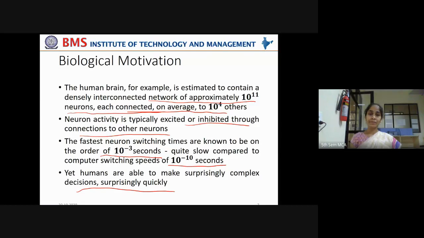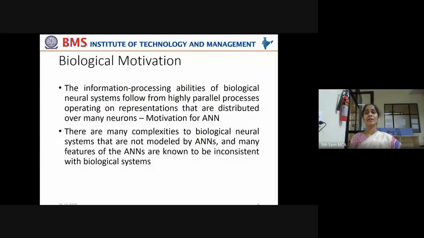That's a miracle, right? Now, the information processing abilities of biological neural systems follow from highly parallel processes operating on representations that are distributed over many neurons. This is the motivation for artificial neural networks. A process doesn't take place in a serial manner. It takes place parallelly. It means different triggering of the neurons happens parallelly in fractions of seconds in order to make a human brain take some action, right? That is the motivation behind these artificial neural networks.